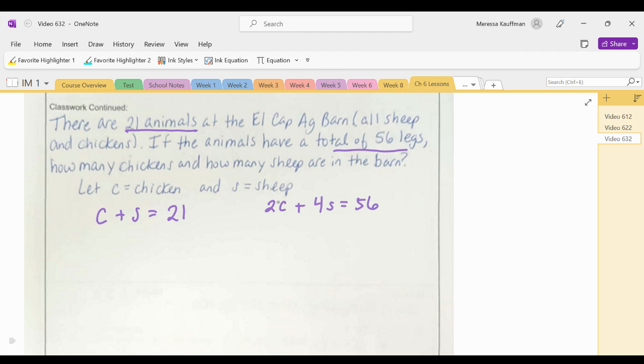So what can we do? Well, we can try to use the elimination method to do this. So pause the video and try to see if you can make this equation subtract somehow from this equation so you can use the elimination method.